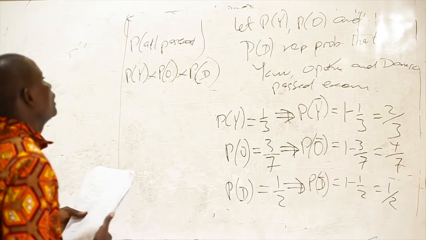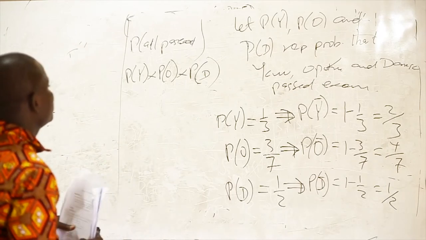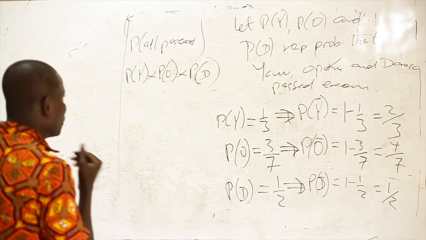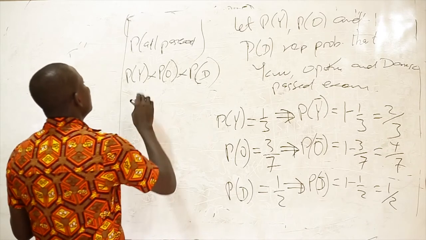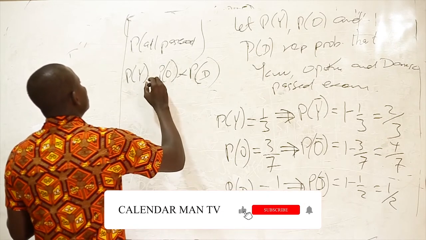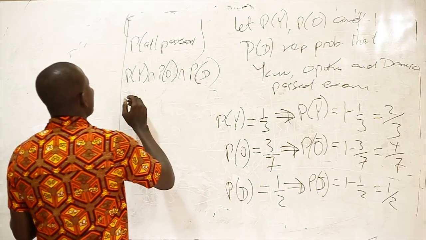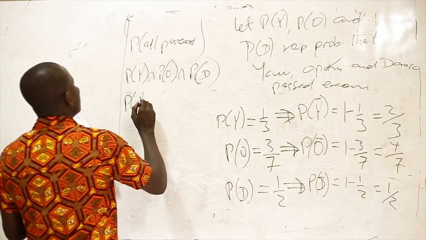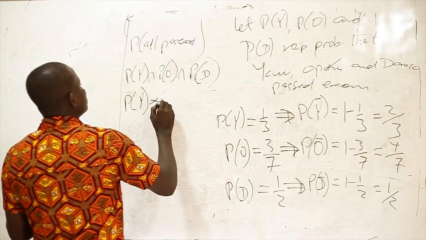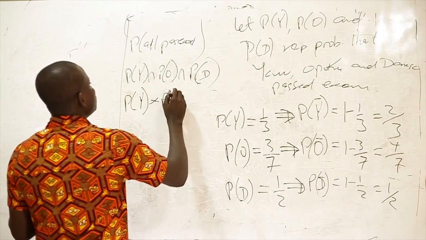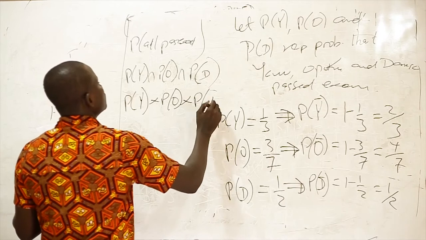Okay. Probability that all of them passed. Normally, the multiplication condition, you normally write this: P this, and here also that. Before we convert, P(Y) times this one tends to multiplication: P(O) times P(D).